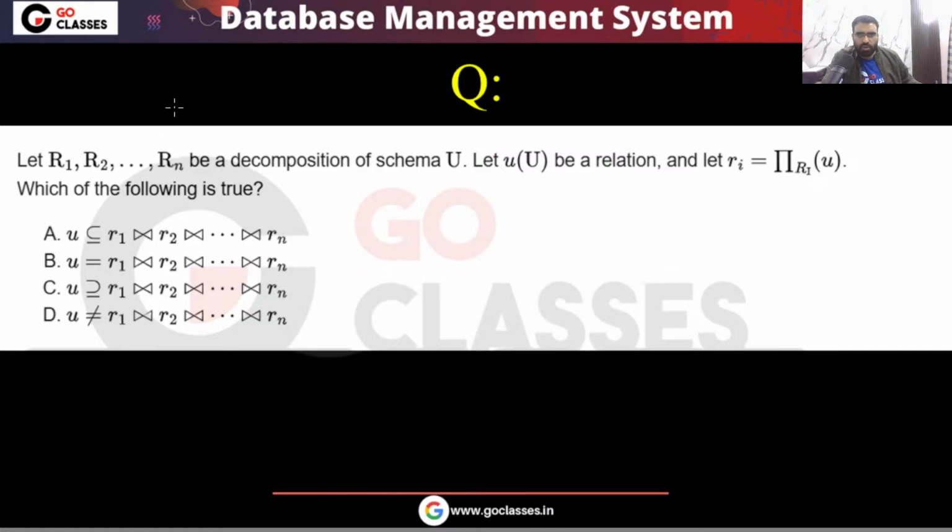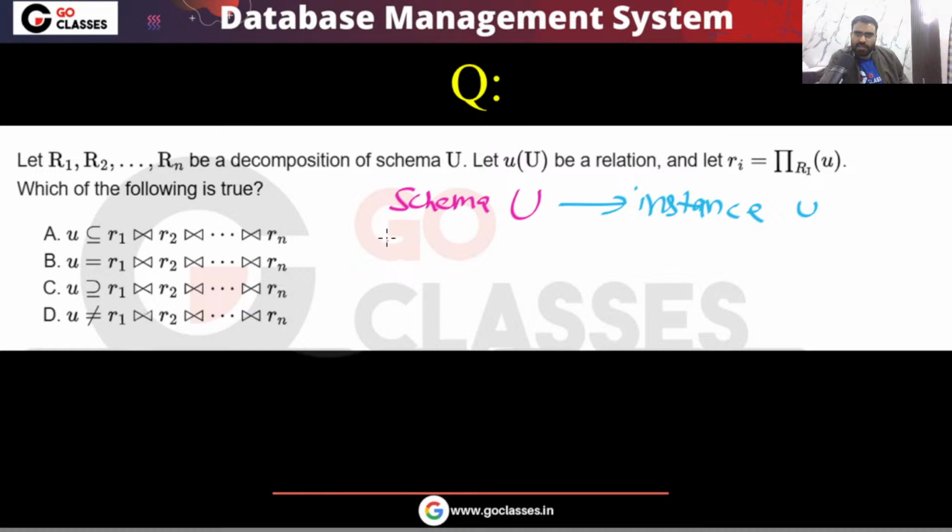Let R1, R2 to Rn be a decomposition of schema U. Let small u be a relation. So basically this is talking about an instance. This small u is the instance of this schema capital U. Remember, for R1 the instance is small r1, for R2 the instance is small r2, like that. So the schema is capital U, and for this schema the instance is small u.